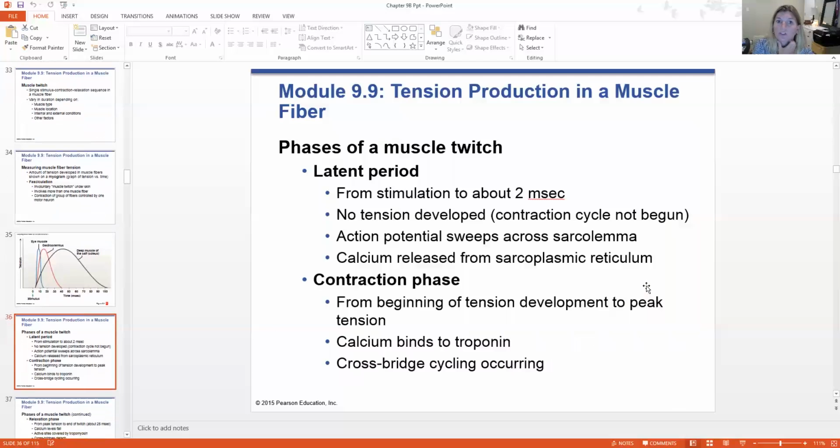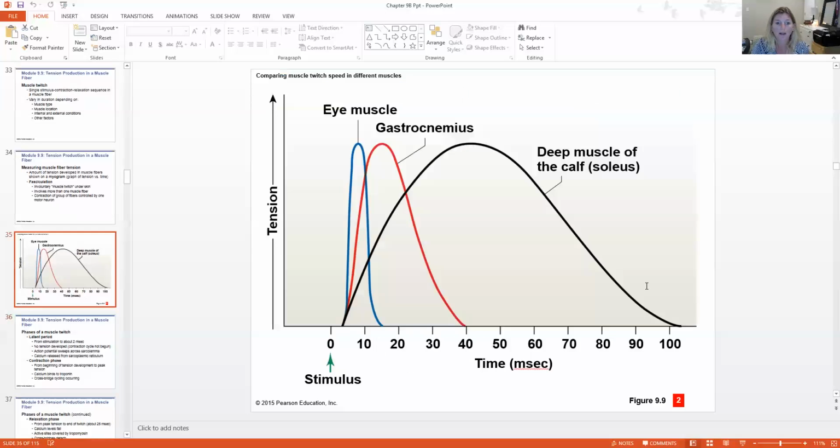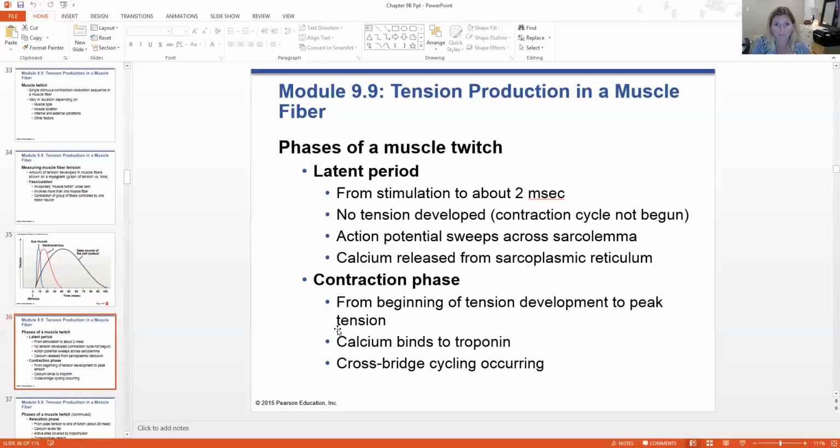So a muscle twitch has several phases to it. There's a latent period. This is from the time that the stimulus comes to when tension starts to develop. And that's basically the time it takes for that calcium to be released. If you look back at this drawing, you see the stimulus was here at 0, but this latent period was about 2 milliseconds for every muscle group.